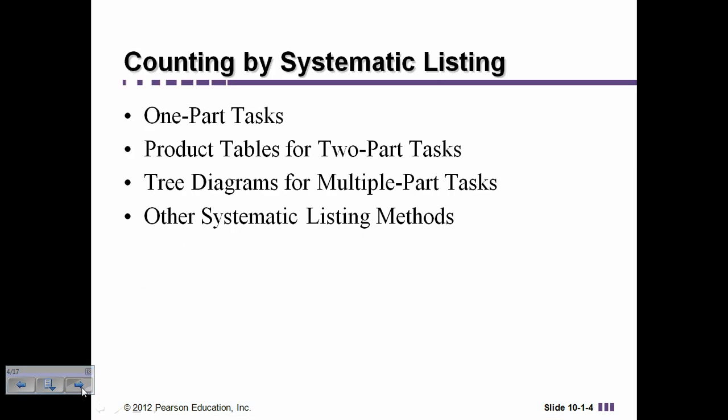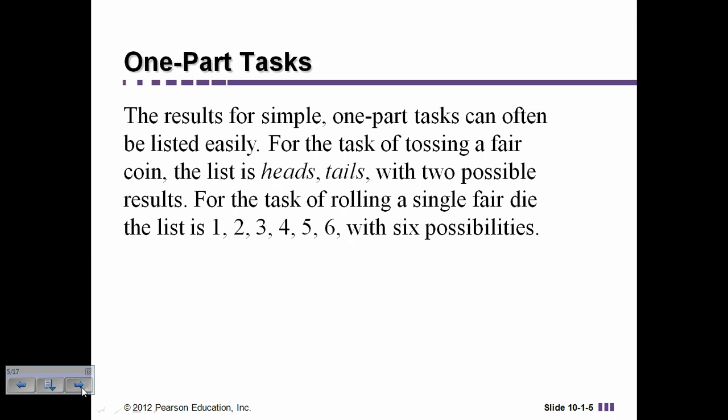So there are different types of problems that we can have here. We can have the one-part task, which means there's just one part to the outcome, or we can have two-part tasks, which means there's two parts, or multiple parts, or other different listing methods. One-part tasks are examples where there's only one result. For flipping a coin, you can either get heads or tails. You can't get both. When you roll a die, you can get the number 1, 2, 3, 4, 5, or 6.